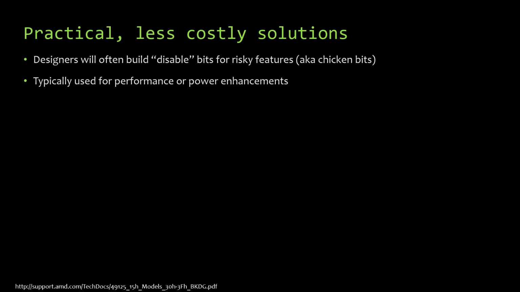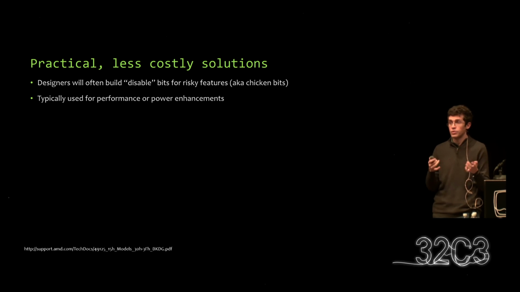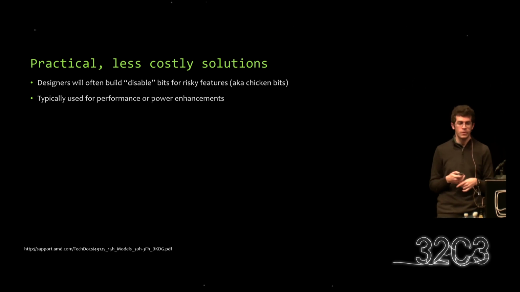So what else can we do? Well, one very common practice is that hardware designers will put disable bits into the hardware, and I've always heard this called chicken bits, because the designer is chicken, and maybe the thing won't work. And these are very useful. They are typically used for performance or power enhancements on a design so that you could disable a certain feature and the processor still works just fine. It's maybe a little bit slower.